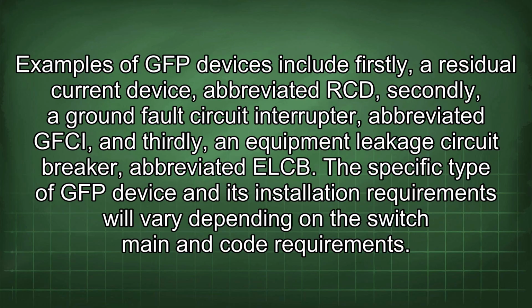Examples of GFP devices include firstly, a residual current device, abbreviated RCD, secondly, a ground fault circuit interrupter, abbreviated GFCI, and thirdly, an equipment leakage circuit breaker, abbreviated ELP. The specific type of GFP device and its installation requirements will vary depending on the switch main and code requirements.